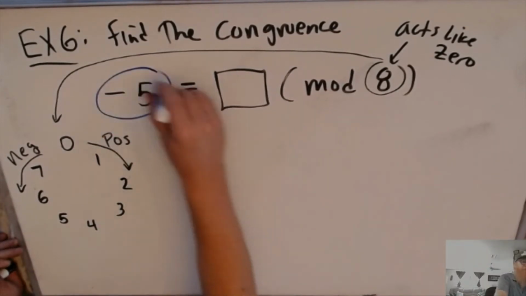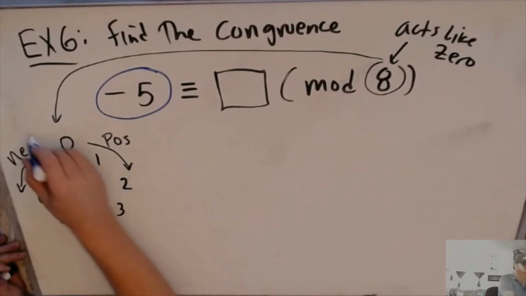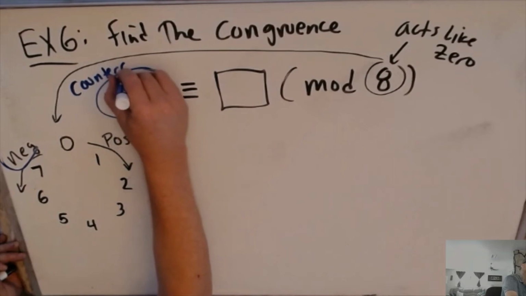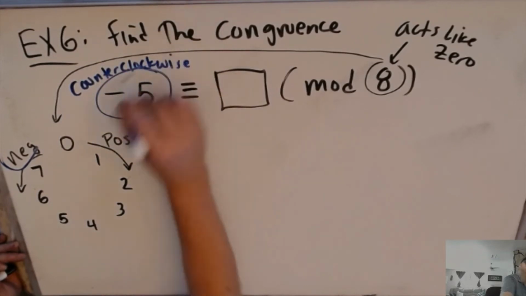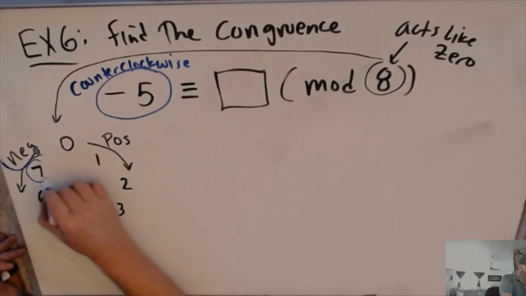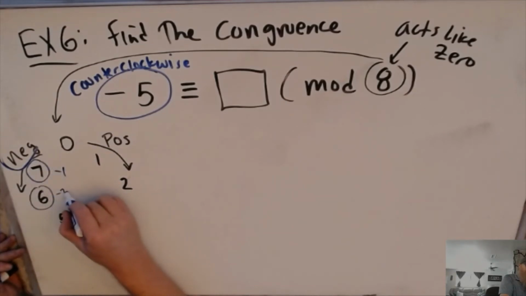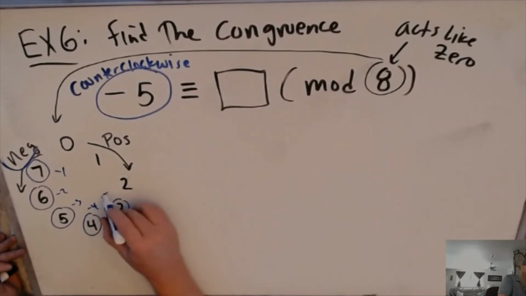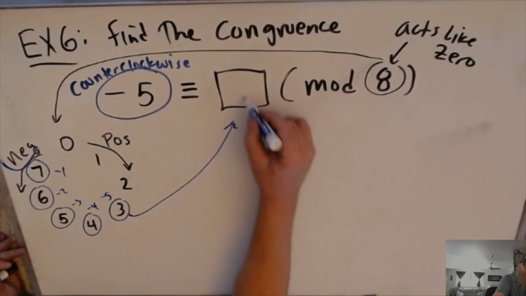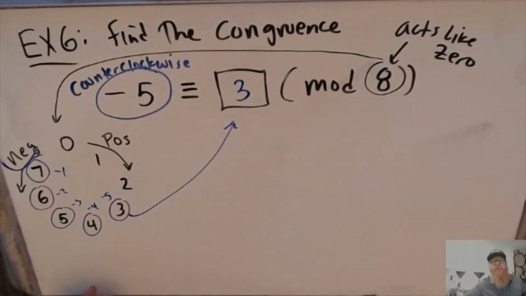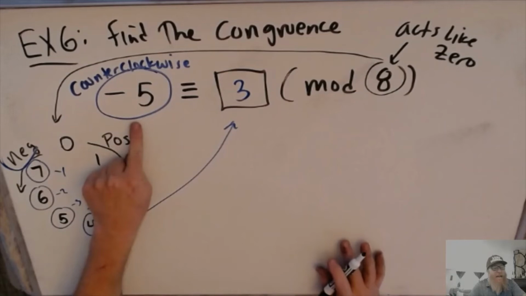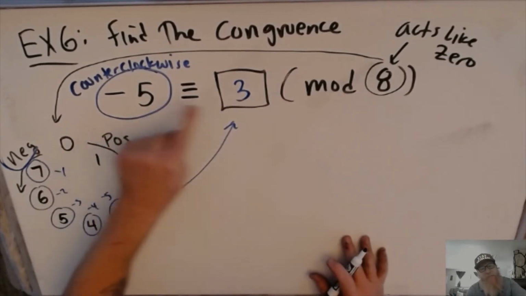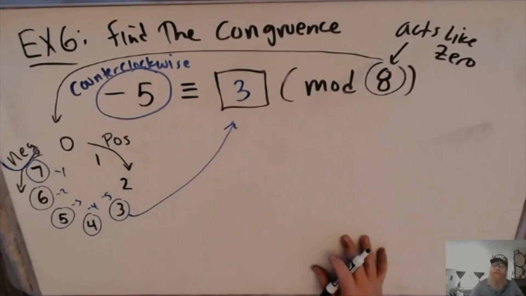So we have -5. So we're going to go counterclockwise 5 units. So -1, -2, -3, -4, -5. So it is congruent to 3. With negative numbers, you can't divide because you're not going to be able to divide -5 divided by 8. It's just not going to work out for you.